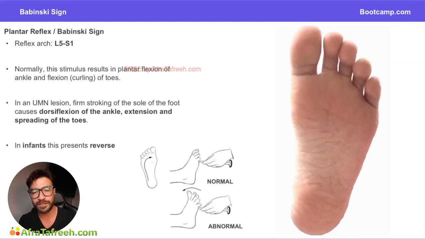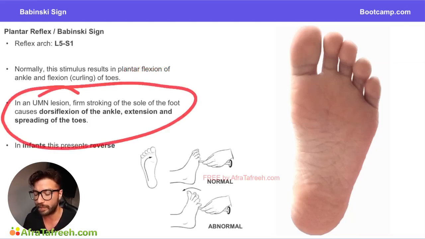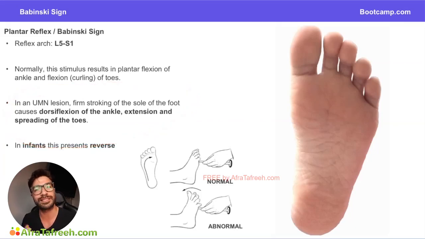Now, in infants, the opposite is true. Normally, if there is no upper motor neuron lesion, you will see this right here. You'll see dorsiflexion of the ankle as well as extension of the toes and spreading of the feet. And if there's an upper motor neuron lesion in that infant, you will see curling of the toes and plantar flexion of the foot. So those are just some key indicators to look for when you're trying to determine whether you have a lower motor neuron lesion or an upper motor neuron lesion in a patient.